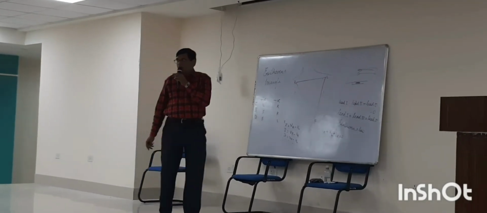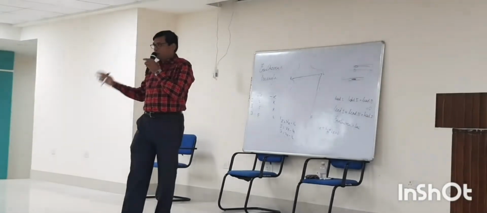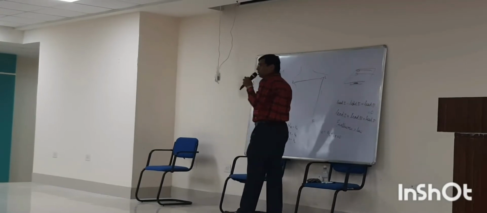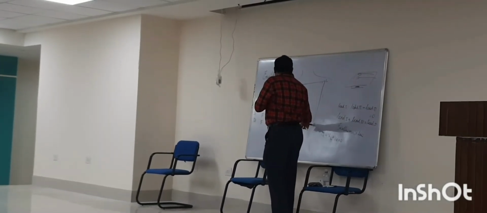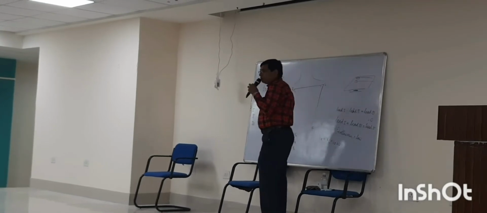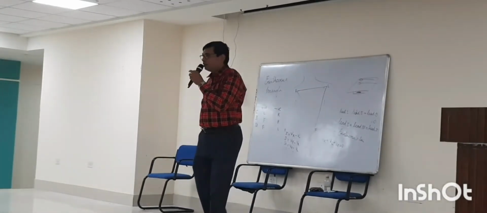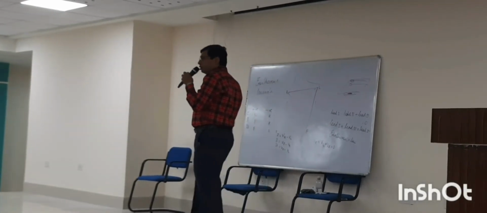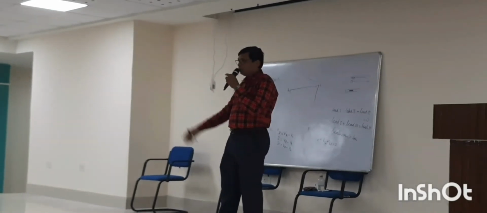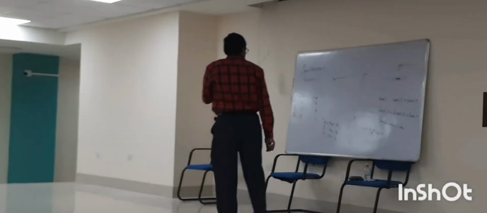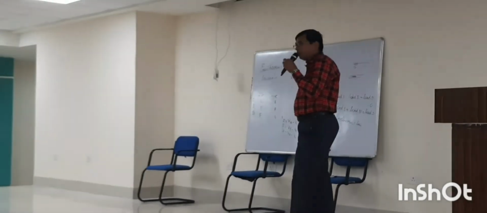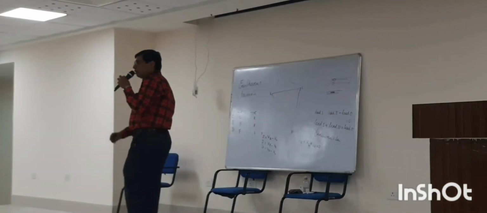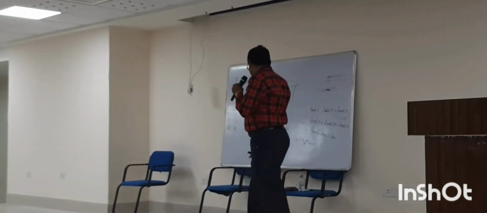Einthoven did it to get a positive deflection in lead 3. That's why for lead 2, he assumed the positive pole in the left foot, not on the right arm. He just reversed the polarity of the lead, the direction of the lead, to get a positive deflection in lead 3, nothing else. These three are bipolar leads: lead 1, lead 2, lead 3. Others are unipolar leads. What are they?